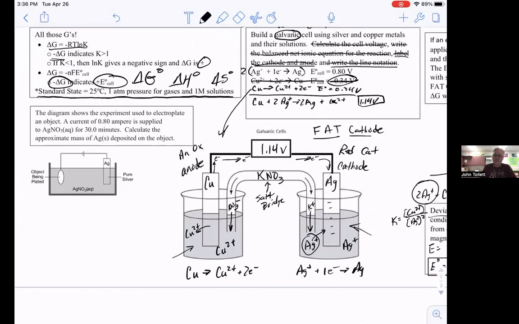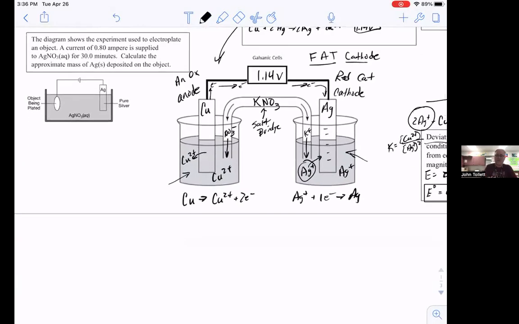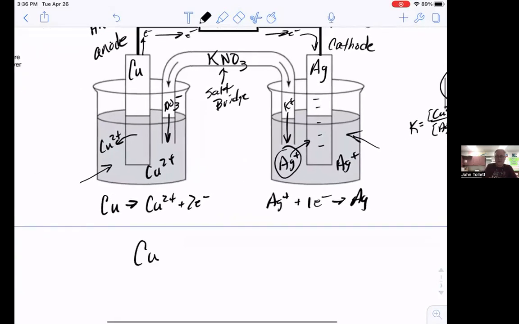But write line notation, I didn't do that. So let's do the line notation real quick for the cell we've drawn. So I had copper as my anode. That's what you always start with. Draw a line. Then you have your solution.